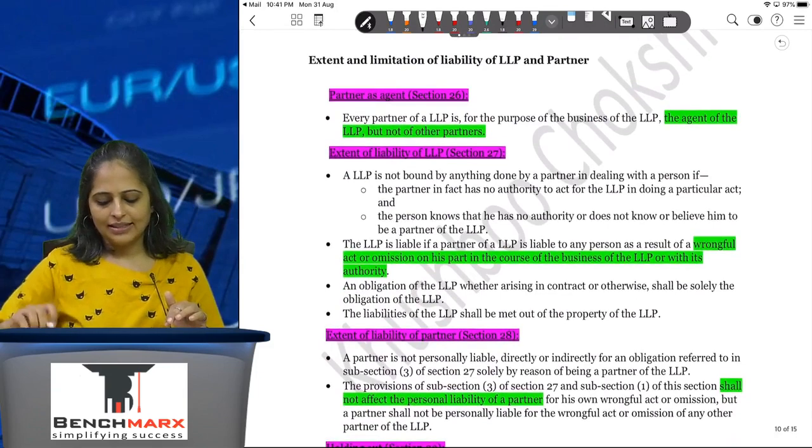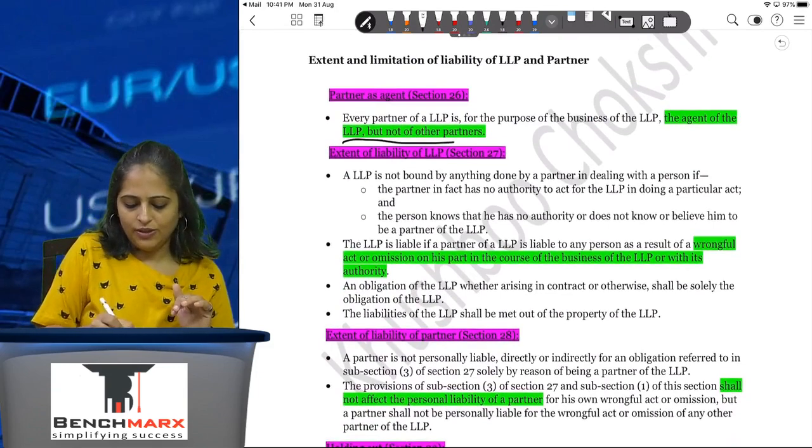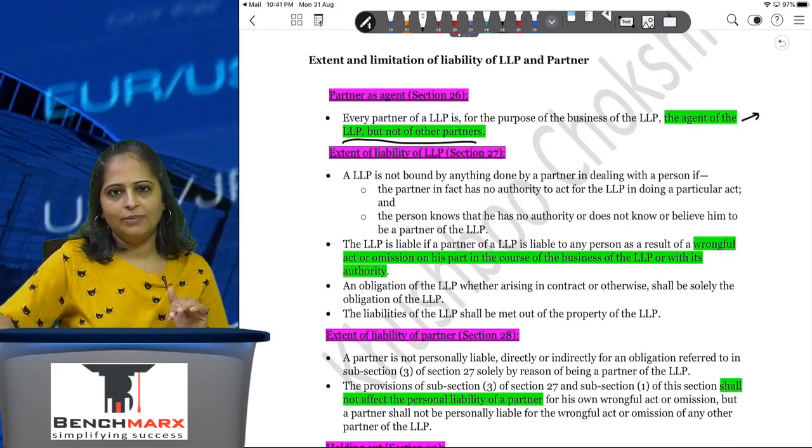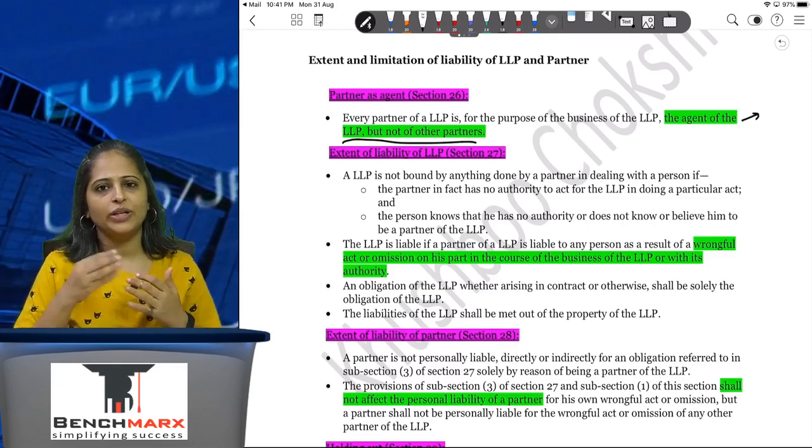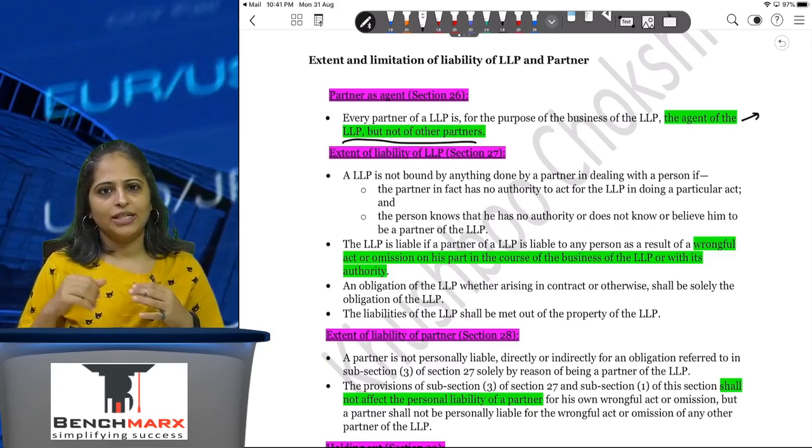Then the partner acts as an agent of the LLP but not of the other partners. This, I said, is very, very important, that it is hence different from the partnership form of organization, where the partner is also an agent of the other partners.